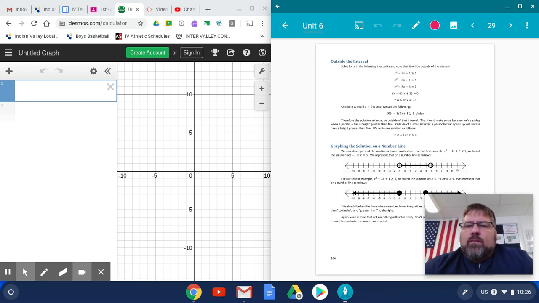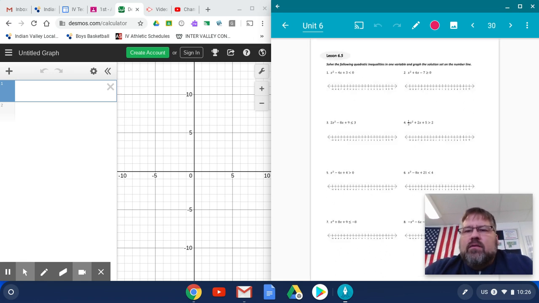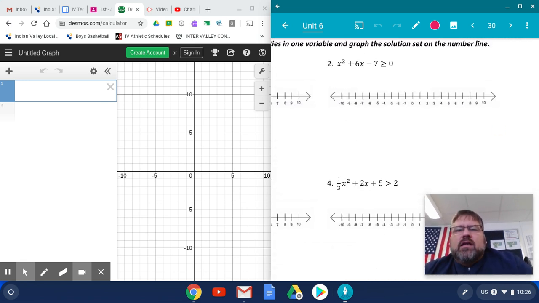A reminder in your reading, when we have an open circle, that would be less than or greater than sign. If we have a closed circle, that would be the less than or equal to sign or the greater than or equal to sign. So those are the bubbles that we see down here. Just a reminder of that before we get going too far. But anyhow, I'm going to jump ahead and start doing the even problems to show you exactly how.